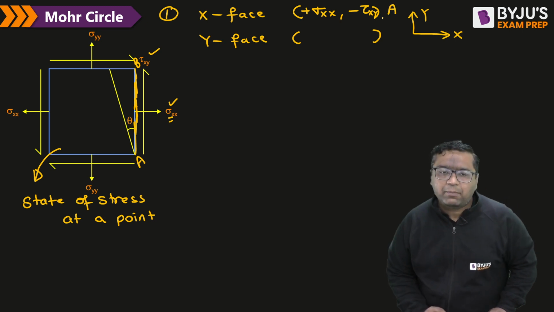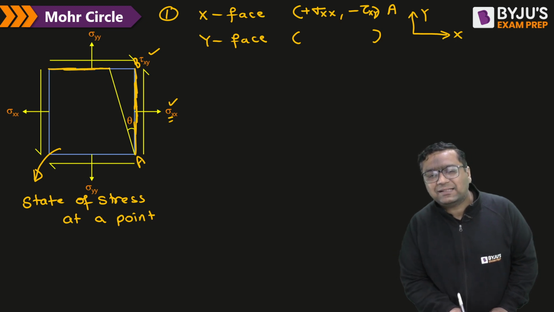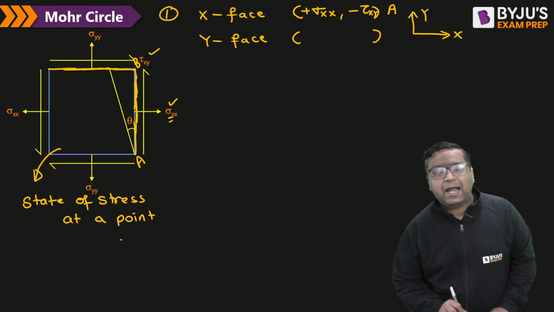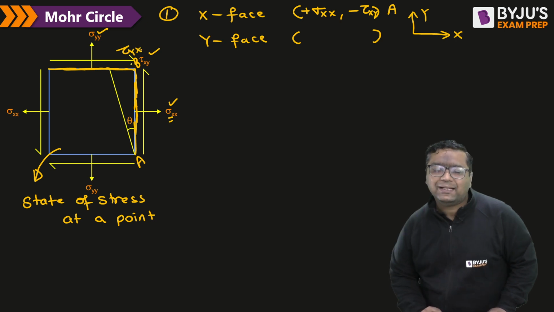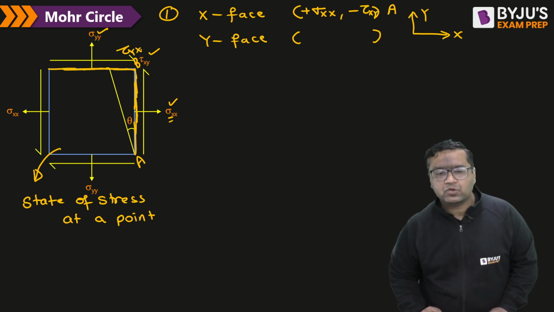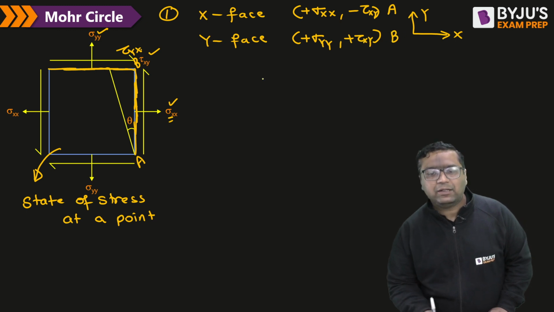Now we will talk about the state of stress at the y phase. The phase perpendicular to the y-axis is said to be the y phase. On this y phase, normal stress is sigma yy and shear stress is tau yx. You know tau xy and tau yx are equal in magnitude but opposite in direction. So here I will write plus sigma yy and plus tau xy. This point I will denote by B.